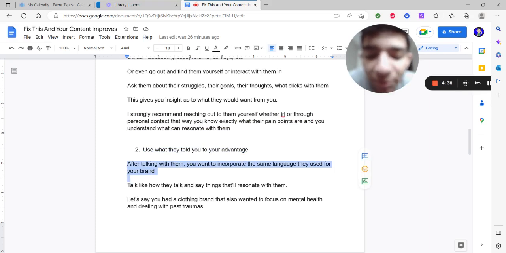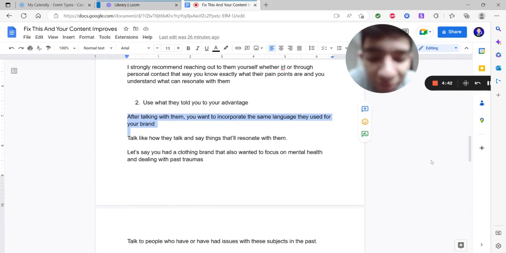After talking with them, you want to incorporate that same language that they talked about with you for your own brand. In other words, talk like how they talk and say things that will resonate with them. In a way, it's like give the people what you want. You kind of want to give them what they want to hear. You want to present it in a way where they would resonate with your brand.